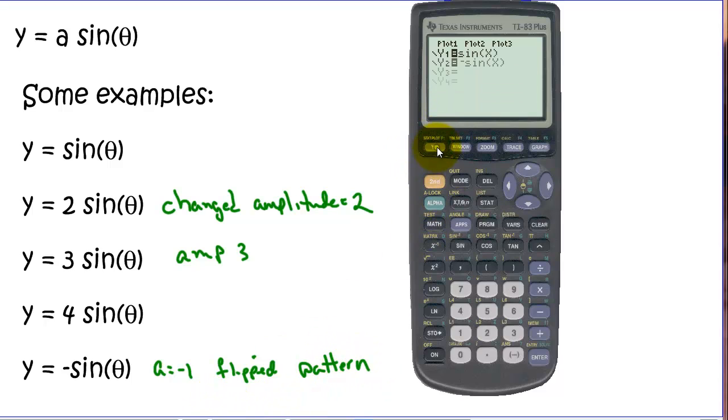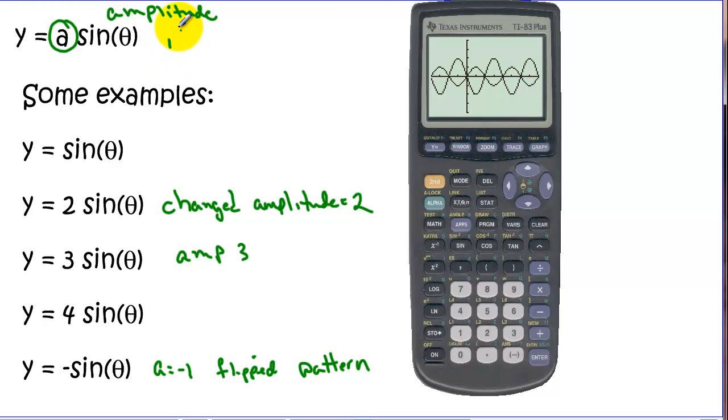And let's just do one more. Let's say this had been -2. We see that if we put a -2 there, it's still going to flip the pattern, but now our amplitude is higher. So the A value affects the amplitude, and if it's negative, it flips the pattern.